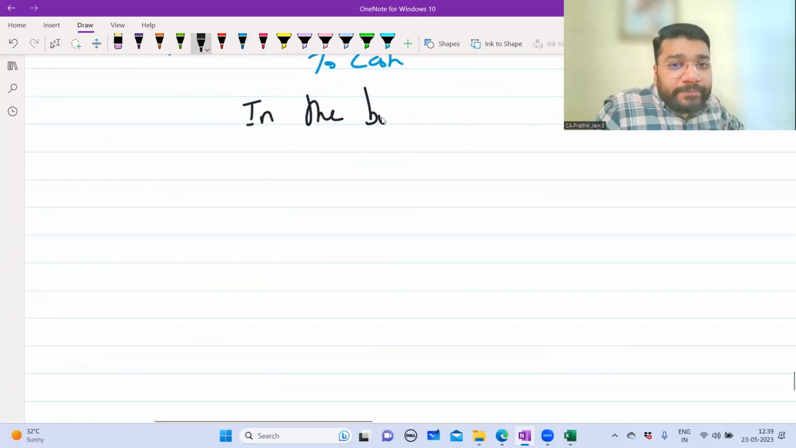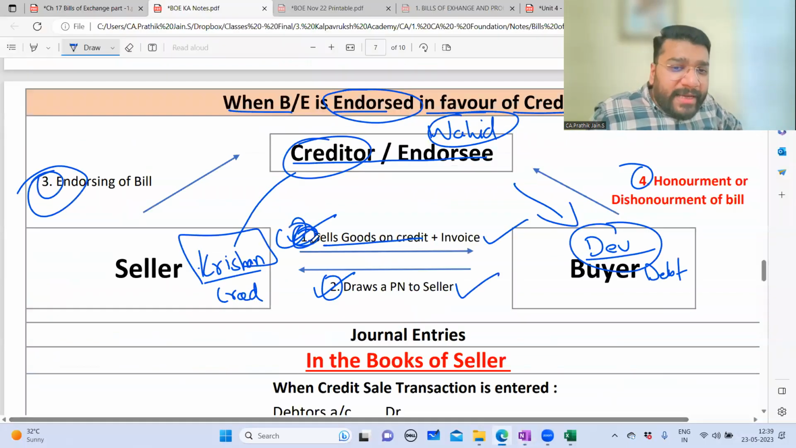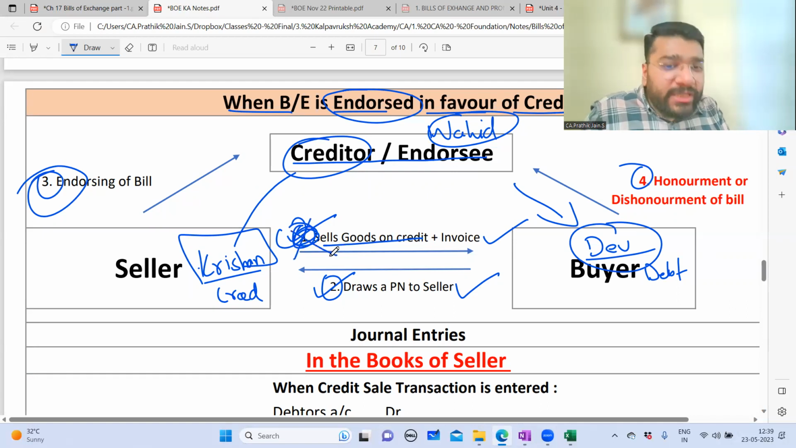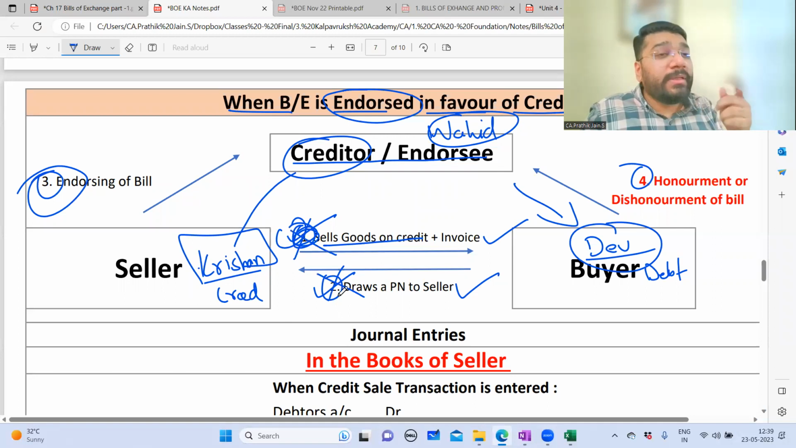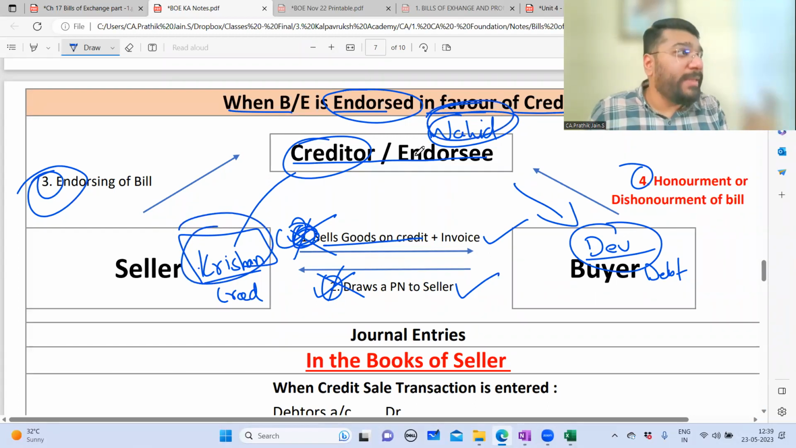In the books of Wahid. Here's the first transaction. Goods have been sold by Christian to Dave. Has it got anything to do with Wahid? So the first transaction, Wahid will not record. Second transaction, Wahid will not record. The third transaction is happening between Christian and Wahid. Will Wahid capture this? Yes. So what will be the entry?